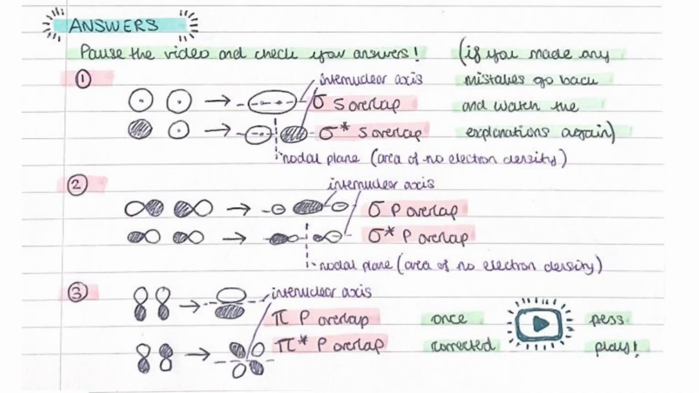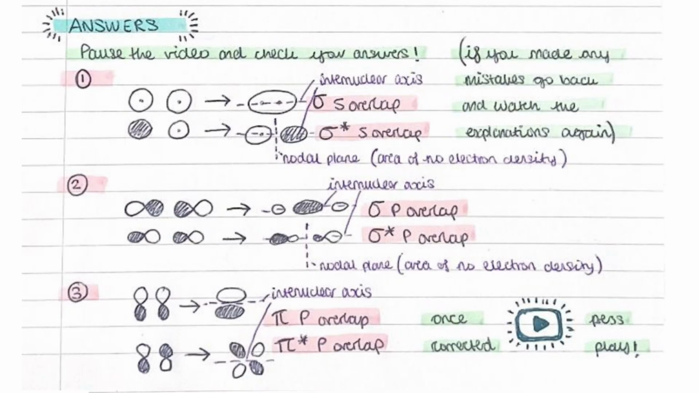So for the first question, you have to draw a sigma and a sigma star s orbital overlap. Now remember, an s orbital is a circle, and we've learned that these orbitals have different phases. So, for a bonding overlap, you want to have two of the same phases. So we have two circles that aren't shaded in to represent two orbitals of the same phase, overlap to create a more sort of oblong shape with both the nucleus present there, and then we've got the internuclear axis drawn in.